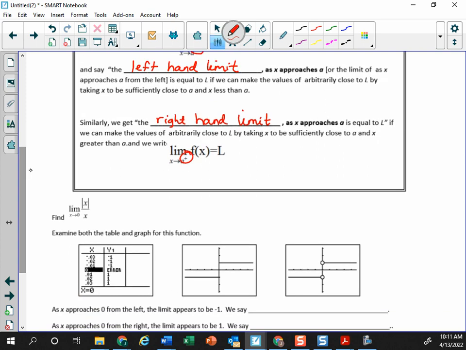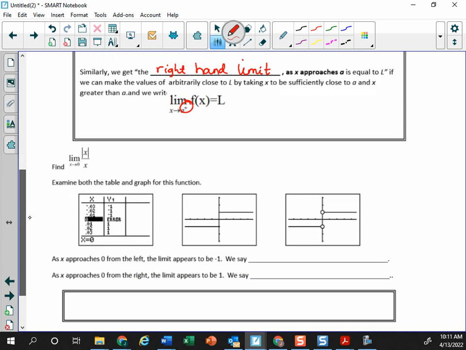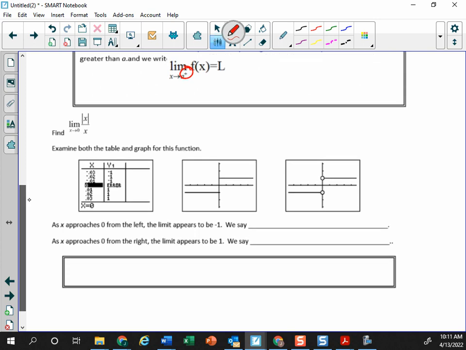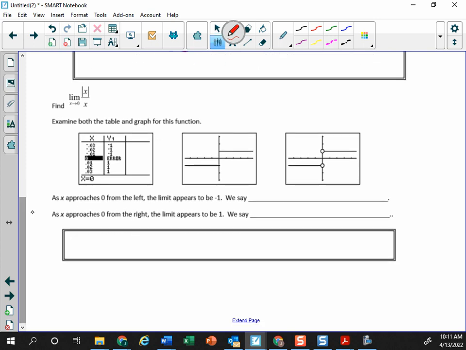We're talking about the absolute value of x over x. We're talking about finding the limit as x approaches 0. So we're going to look at it a couple of ways. I've given you the table. I've given you the graph. One just showing the whole, one not. So first, let's talk about as x approaches 0 from the left.